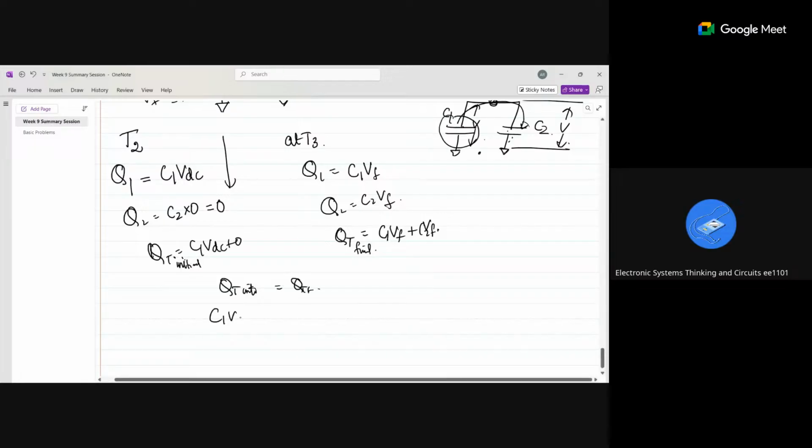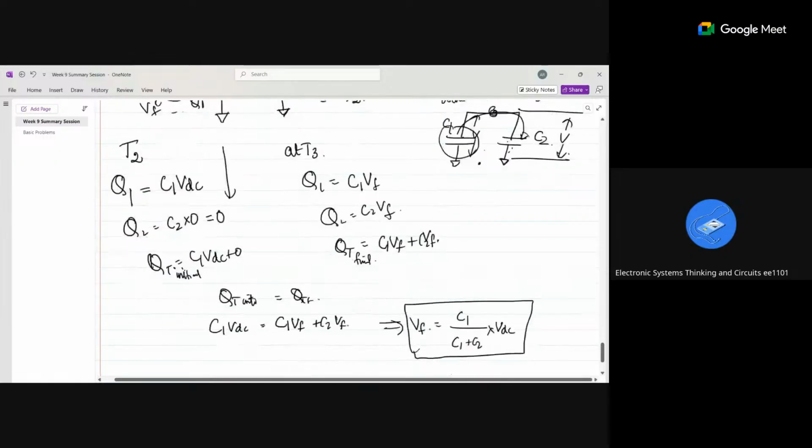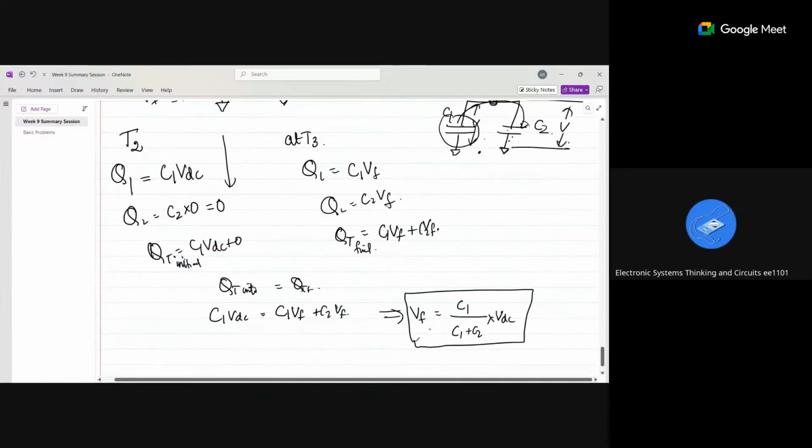So C1 VDC is equal to C1 Vf plus C2 Vf. Now from this we can find Vf, which is equal to C1 by C1 plus C2 into VDC. So we have finally reached the value of Vf. Vf is nothing but the voltage across C1 and it is also the voltage across C2. We have found it in terms of VDC. Is it clear now?